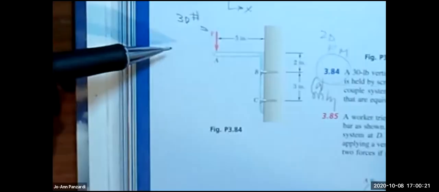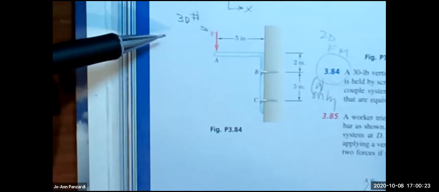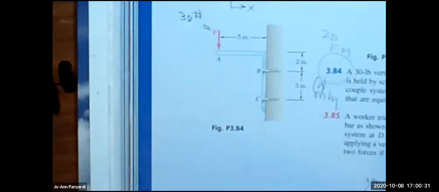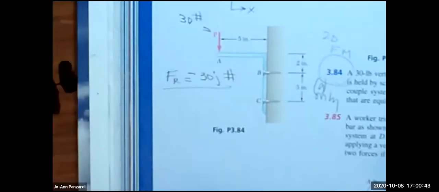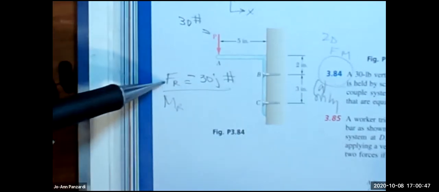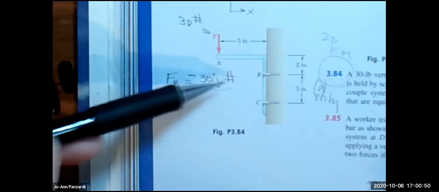Assuming, oh yeah, you drew the axes, so that's P j. Since we know it's 30 pounds, let's give it a value. 30 pounds j, no P anymore. So the resultant force is equal to negative 30 j pounds. Does everybody agree? So in my notation, I'm putting F_R for resultant force, and M_R for resultant moment. Okay. So the resultant force is negative 30 j pounds.